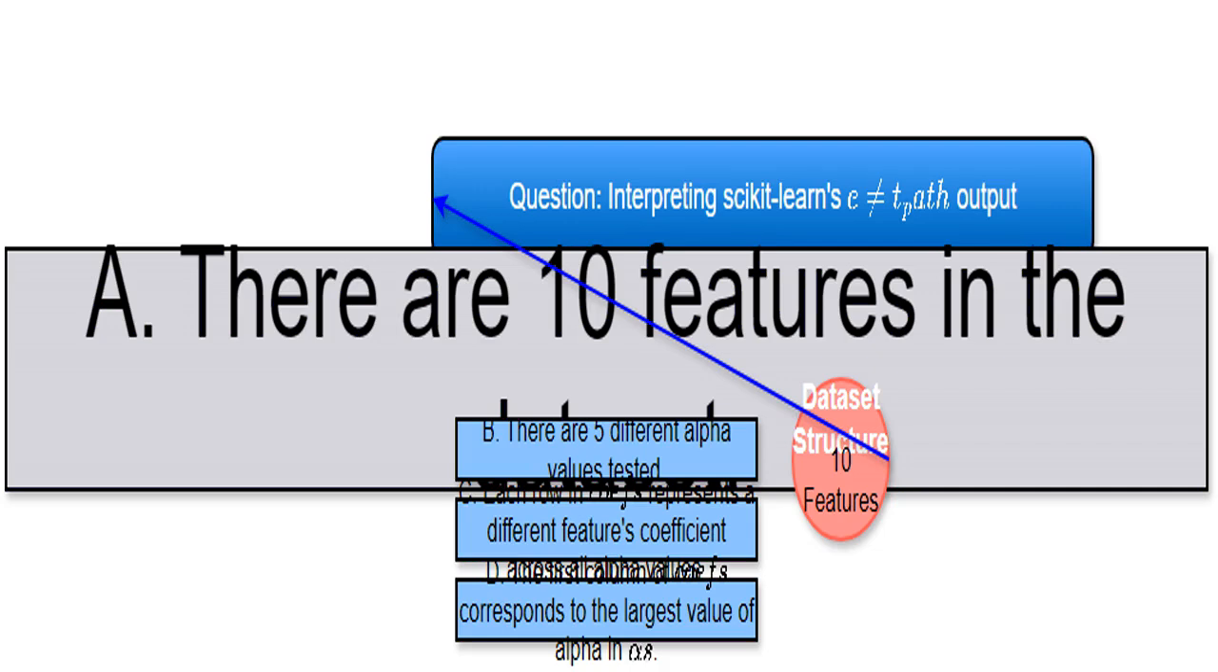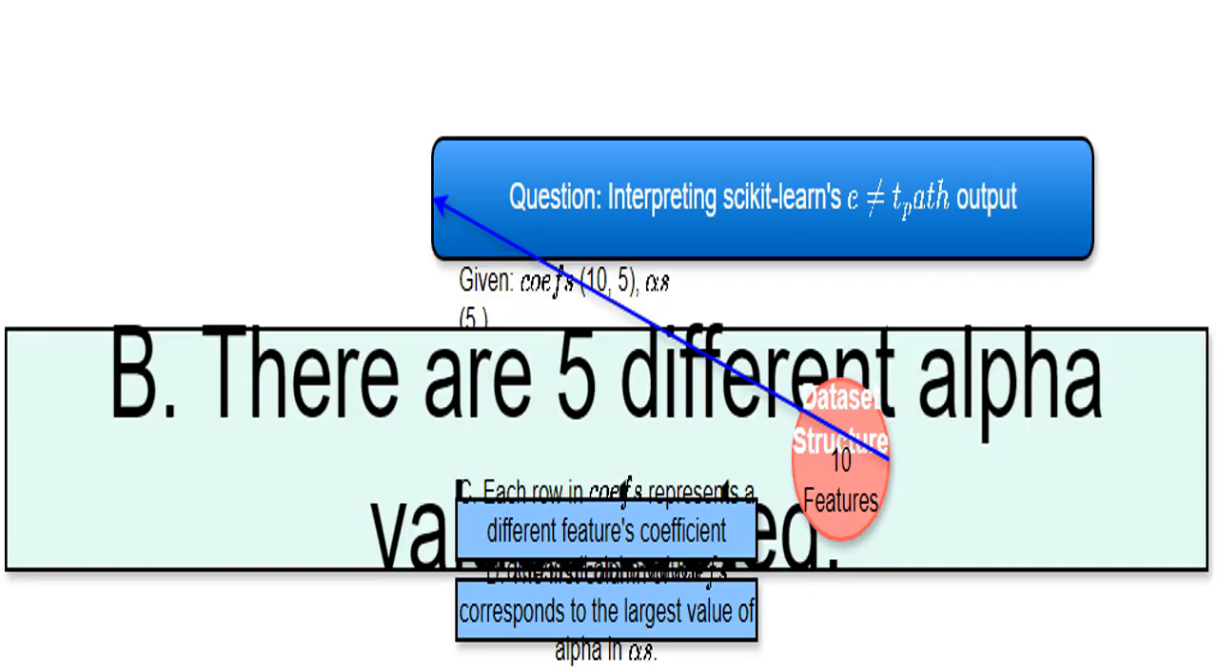The number of rows in COFS, 10, represents the number of features in the dataset used to train the elastic net model. Each row corresponds to a feature's coefficients. This is also true. The length of alphas, 5, tells us 5 different regularization strengths. Alpha values were tested. Alpha controls the amount of regularization.